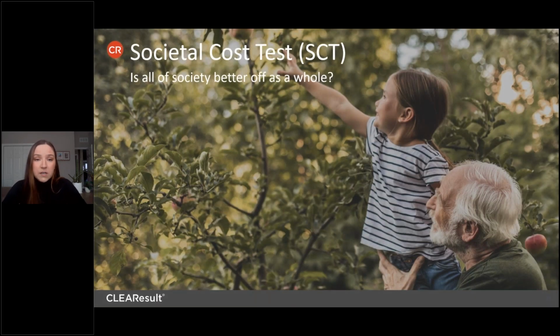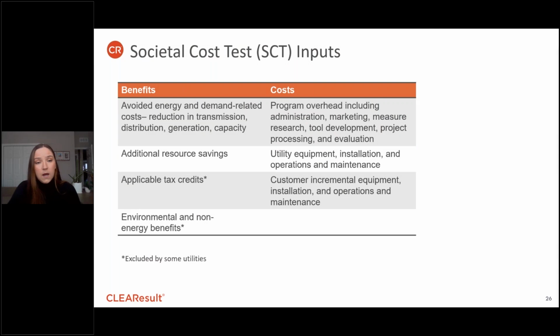And the last test we're going to look at is the societal cost test, or the SCT. So with this one, we're looking, is all of society better off? Are we better off as a whole as a result of these programs? So our benefits for the societal cost test, we're looking at avoided energy and demand.